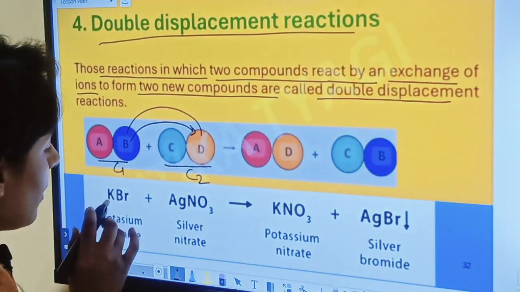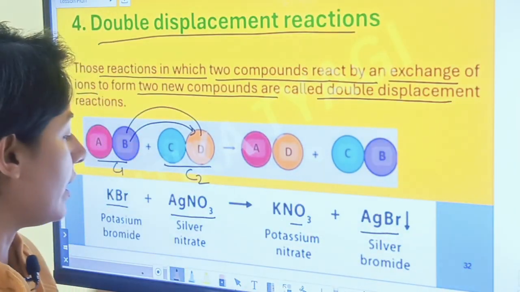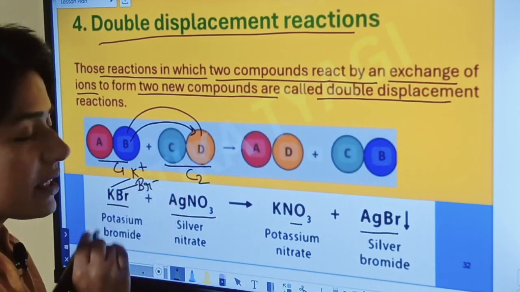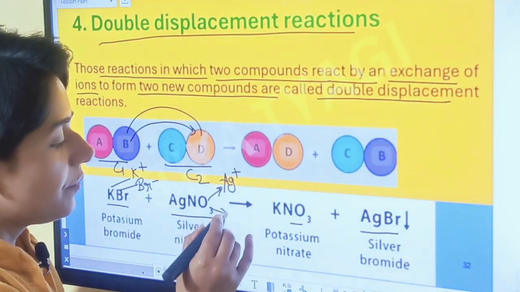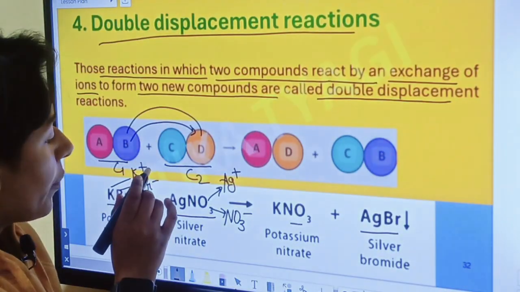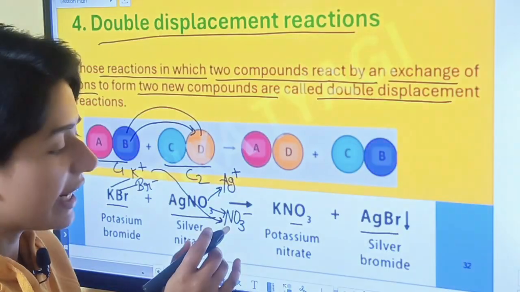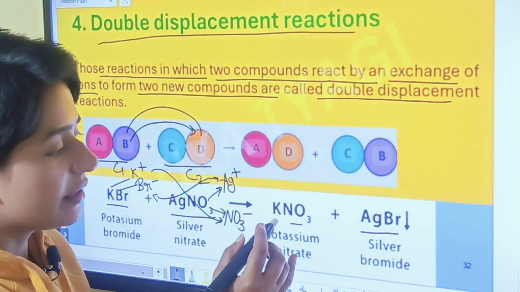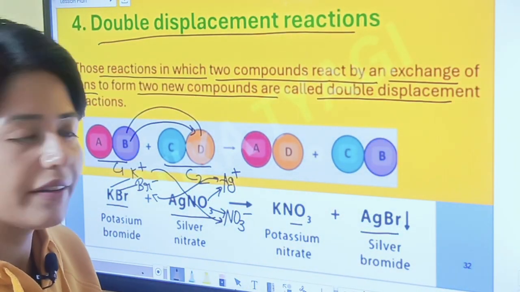Here is an example: potassium bromide reacts and forms potassium nitrate and silver bromide. If we take the ions, potassium is K positive, bromine is Br negative. Similarly, silver is Ag positive, nitrate is NO3 negative. Now the ions exchange: positive attracts negative, so potassium attracts nitrate, and silver positive attracts negative bromide. It is the formation of potassium nitrate and silver bromide. So it is a double displacement reaction.